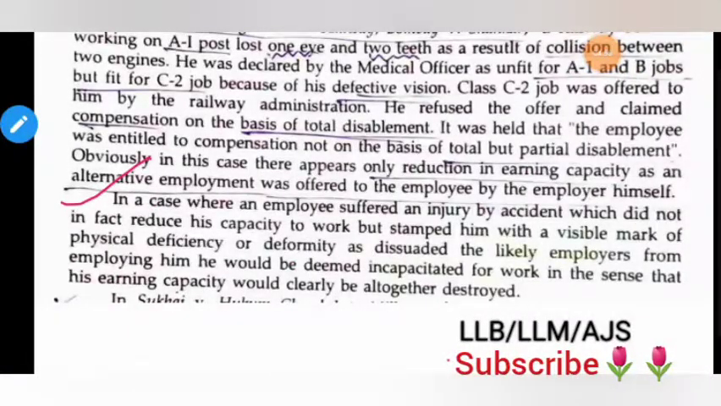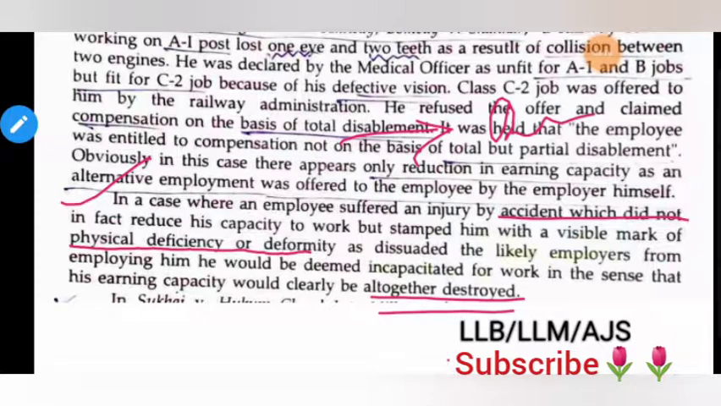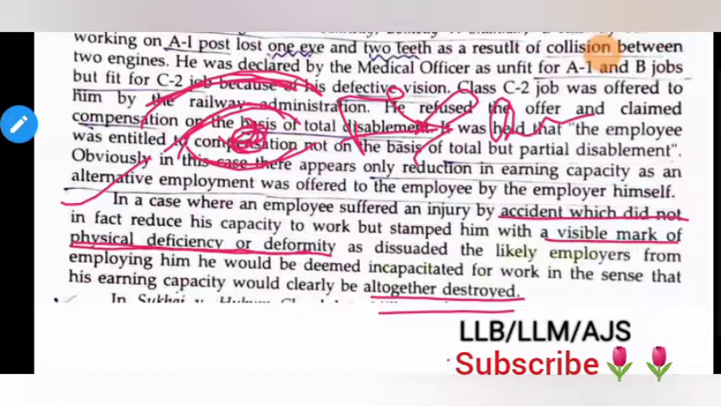In this case, where an employee suffered an injury by accident which did not in fact reduce his capacity to work but stamped him with a visible mark of physical deficiency or deformity that dissuaded the likely employers from employing him, he will be deemed incapacitated for work in the sense that his earning capacity will clearly be altogether destroyed. Although his disablement was of partial nature, he had lost one eye and two teeth. He had the visible mark of physical deficiency that dissuaded the likely employers from employing him.